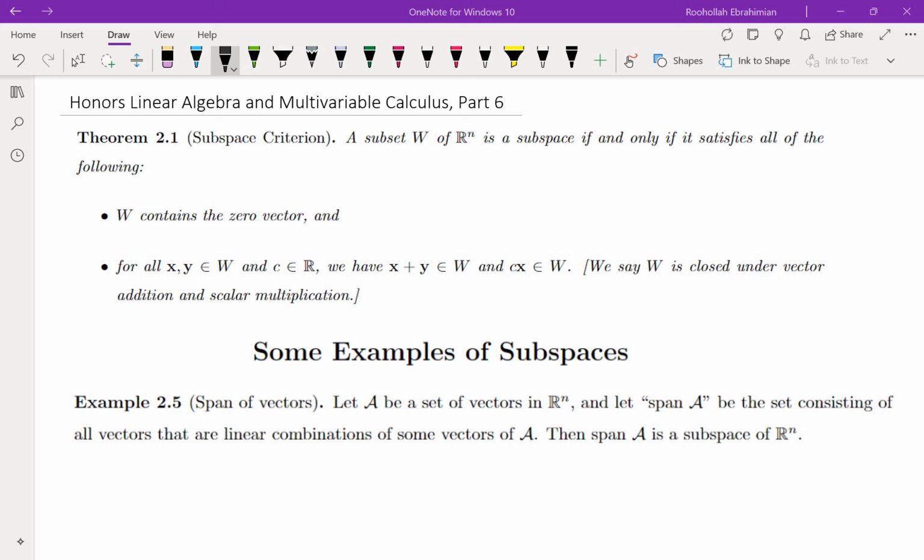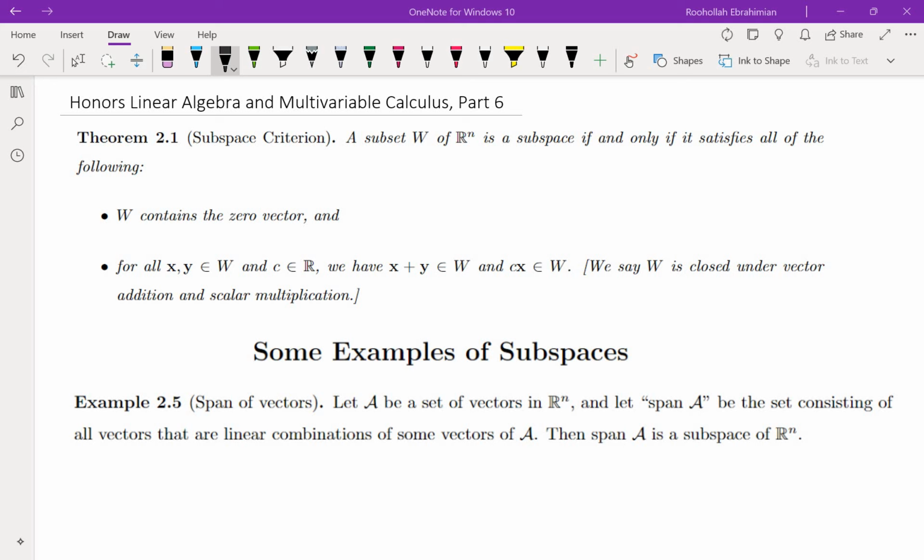Hello, this is video number 6 on honors linear algebra and multivariable calculus. So in this video we're going to go over some examples of subspaces. Last time we talked about the subspace criterion, which tells us how to find out whether some subset of Rn is a subspace or not.